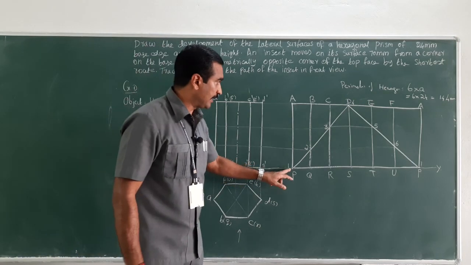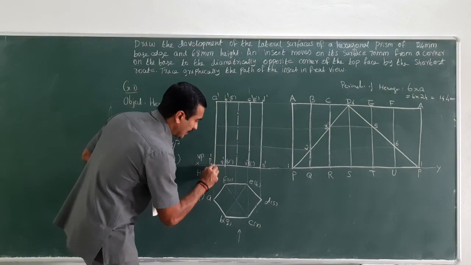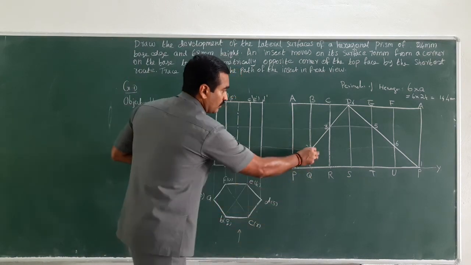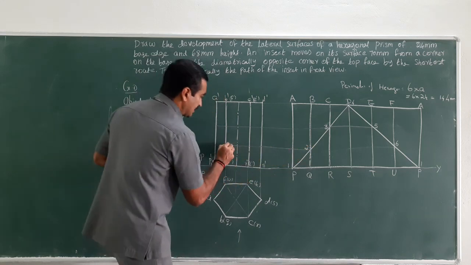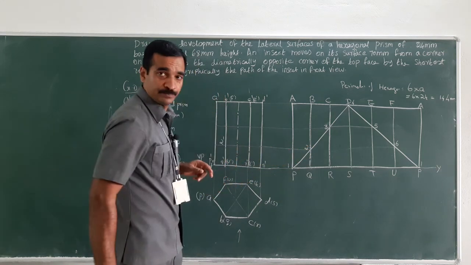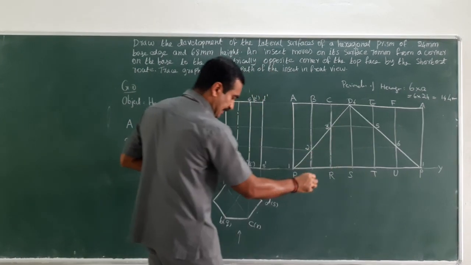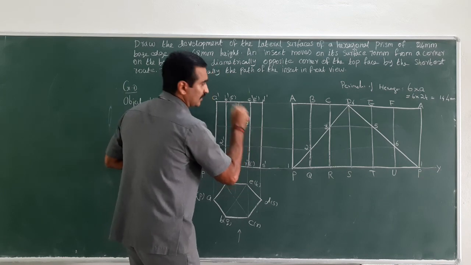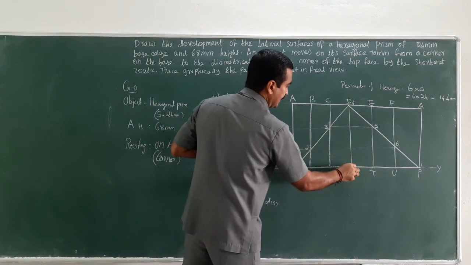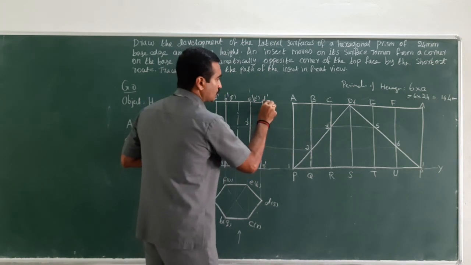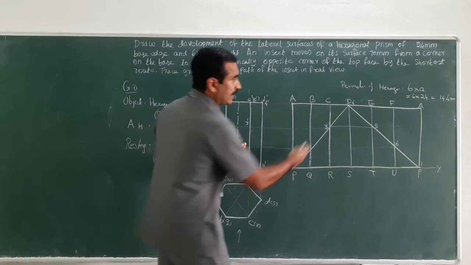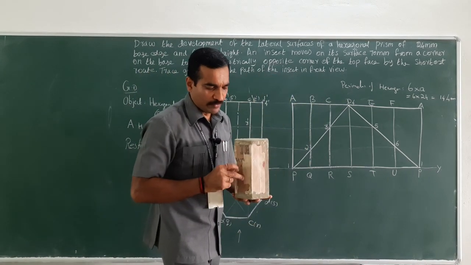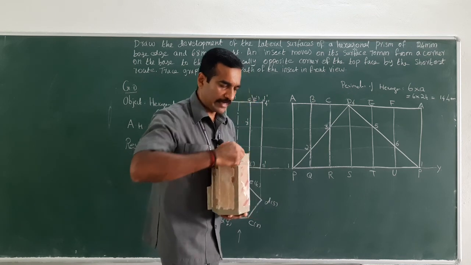Now look at here, 1 is where AP, so this could be 1 dash. 2 is here. Look at here, BQ. Where BQ is intersecting, BQ is intersecting here. Therefore, this could be 2 dash. And look at here, 3. It is on CR. This could be 3 dash. Where is 4? Which is on DS, on the top of D. Here it is 4 dash. These are visible, right?